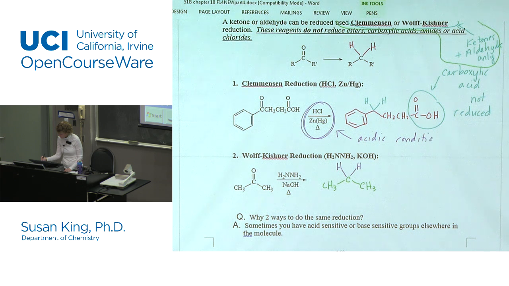Conditions. And this is basic conditions. So if you have functional groups in your molecule that are sensitive to acid, you would want to use the Wolff-Kishner. If you have other functional groups that are sensitive to base, you would use Clemmensen. So that's why we have two different things here.